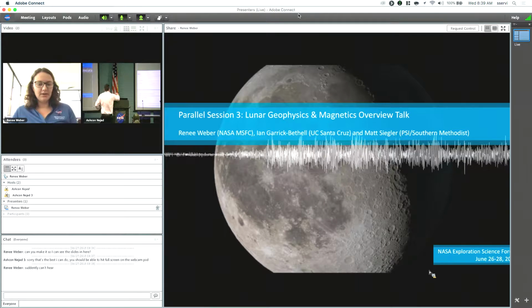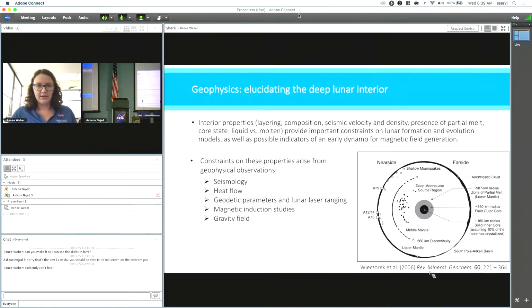All right, so I'm here to introduce the parallel session on lunar geophysics and magnetics. And given that the talks in this session largely focus on magnetism, thermal emission, and volcanism, I thought that I would focus mostly on deep internal structure of the moon. And before I start, I just want to thank Ian and Matt, who both gave me slides for this presentation. All right, here we go.